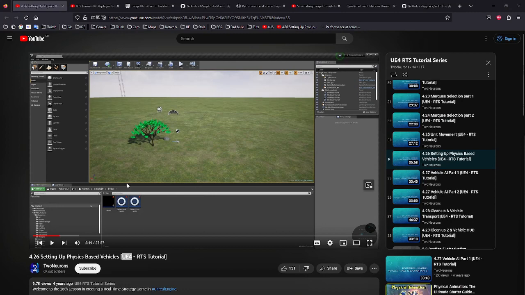So I had been following the tutorials by 2neurons up to 426. What happened is I had quite a few bugs. I think it's also due to the fact that I'm running 5.x, and here 2neurons used a 4.x version of UE. So yeah, I branch off here after unit movement.